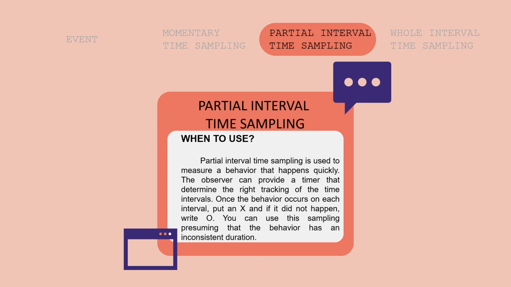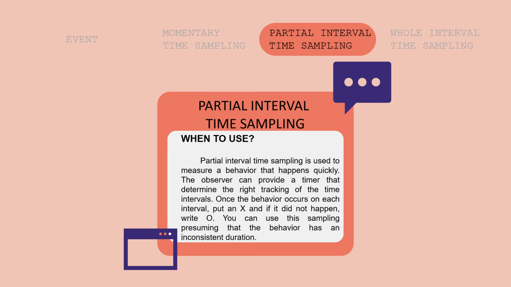Here is the observation using partial interval time sampling. The name of the child was Dylan and it was conducted on March 26, 2022 until March 30, 2022. The total observation time is 10 minutes and the length of each interval is 1 minute. The behavior of the child was throwing things, for example, bottle, pillow, and phone. The X and the O will determine if the behavior occurs or not. The X symbolizes that the behavior occurs in that interval.